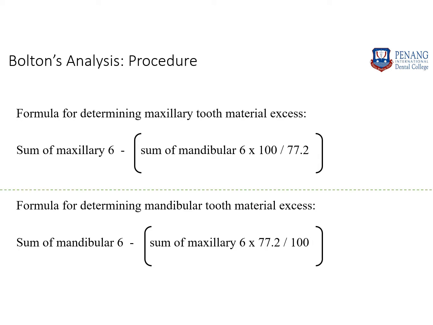Again, you can further determine maxillary tooth material excess by the below formula, which is the sum of maxillary 6 minus the sum of mandibular 6, times 100, divided by 77.2. For mandibular tooth material excess, you will switch places, and then you will calculate the sum of mandibular 6 minus the sum of maxillary 6, times 77.2, divided by 100. So these values, you can keep them aside and use them to understand which tooth material is in excess for 6 teeth, that is anterior, and also for 12 teeth.